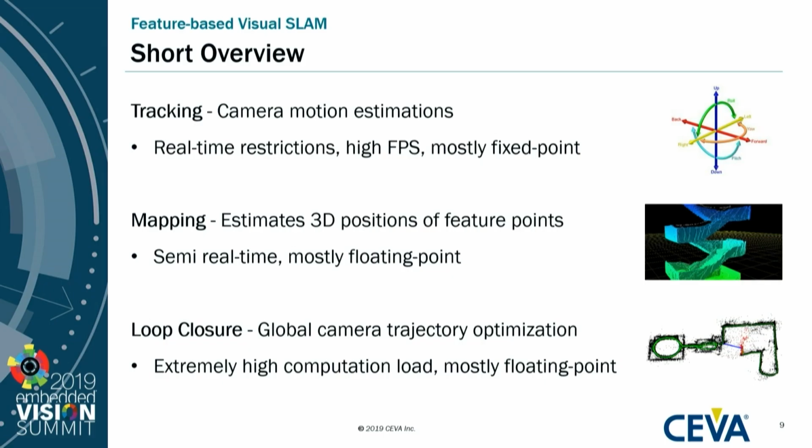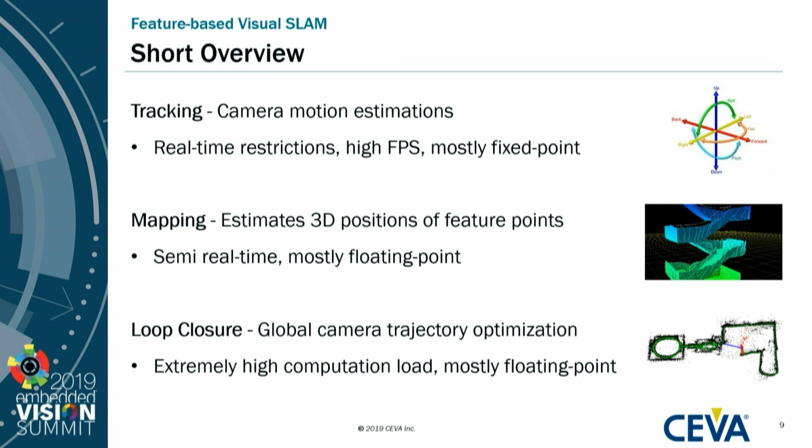Feature-based visual SLAM. We will go over basic SLAM processing models very briefly. Most SLAM algorithms implement three main models. The first model is tracking, a process that estimates camera location and orientation. It has a real-time restriction and must keep high FPS, like 30 FPS or 60 FPS, in order to reach good tracking accuracy. It mostly involves fixed point operations, like in image processing, feature detection, extraction, and feature matching.